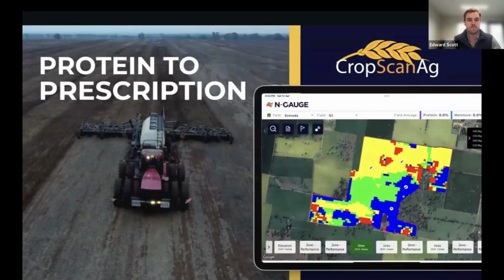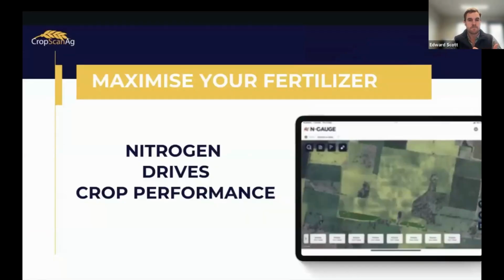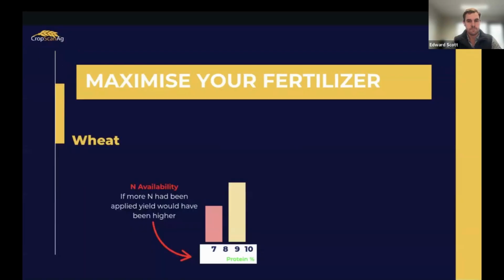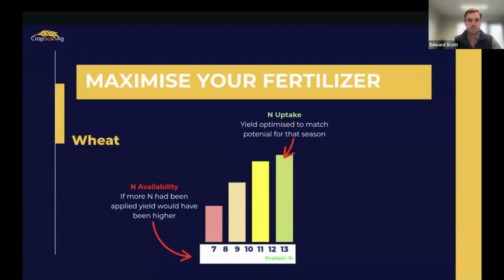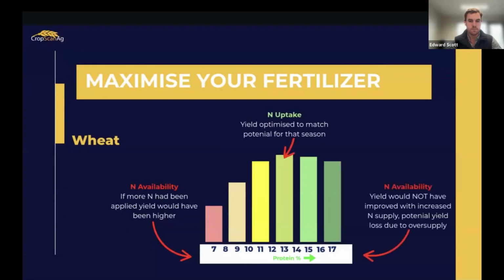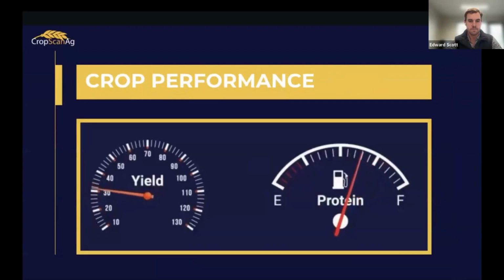At CropScan Ag, we believe precision farming starts with understanding your crop's true potential, right down to the protein level. Protein isn't just about quality, it's a powerful indicator of nutrient status. The yield to protein response curve illustrates crop response to nitrogen. In the low protein zones, added nitrogen increases both yield and protein. Once nitrogen is adequate, yield plateaus, and further nitrogen primarily increases grain protein. This informs precise nitrogen management. That makes protein a real-time gauge of how much nitrogen was in the plant at harvest.